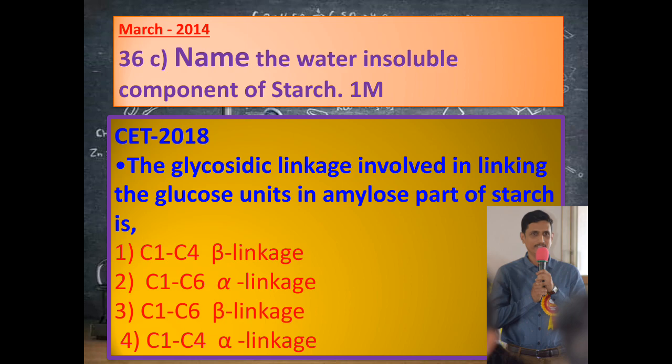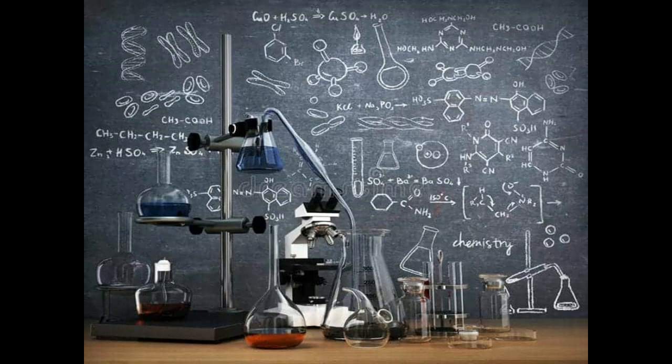Here, alpha linkage, beta linkage: if two alpha D plus glucose units are linked together, they are called alpha linkages. If two beta D plus glucose units are linked together, they are called beta linkages. Pick the right answer and try to give the correct answer in the comment box.